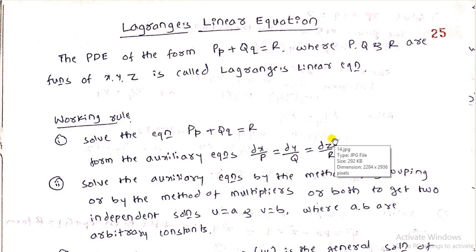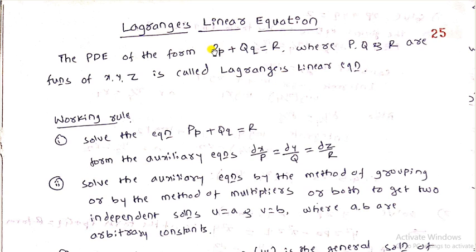Hello friends, once again welcome back to third module, partial differential equations, in which the next concept is Lagrange's linear equation. So Lagrange's linear equation means if the partial differential equation is in the form of Pp plus Qq is equal to R, where P, Q and R are functions of x, y, z, then the equation is said to be Lagrange's linear equation.